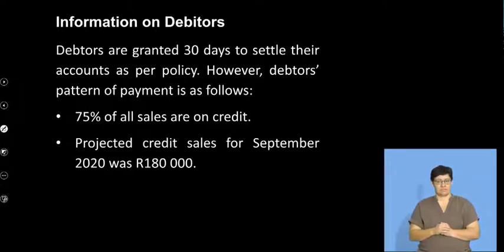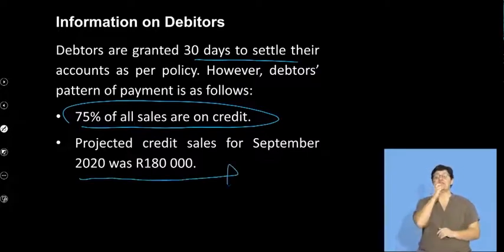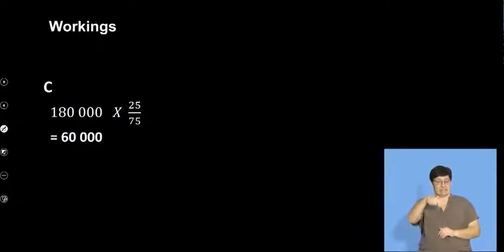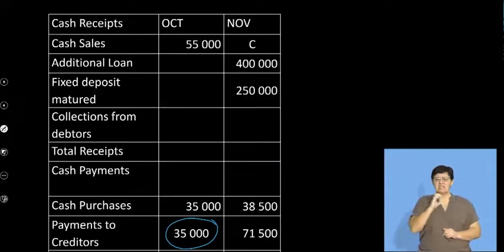this is what our debtors are granted 30 days to settle their accounts. The payment is 75% of all sales are on credit, and it is projected that our sales for September will be 180,000. Remember, we're calculating C. Let's go back into C. What is it that they wanted in C? They wanted our cash sales for November.